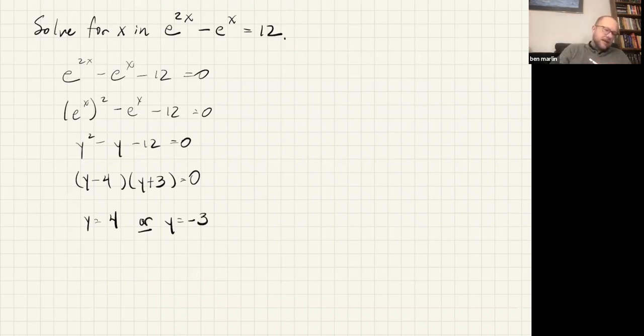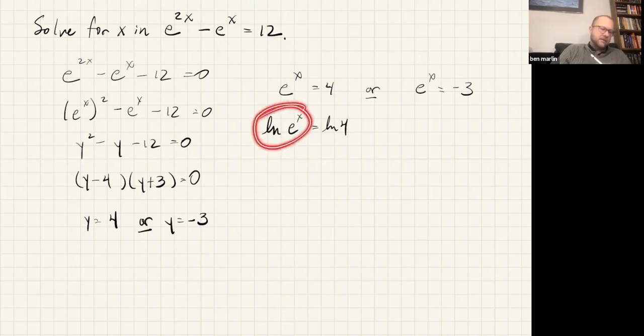And then substituting back in, you say, I've got e to the x equals 4, or I've got e to the x equals minus 3. If you've got e to the x equals 4, in fact, anytime you've got an exponential on one side and just a number on the other, you can take a log with that base on both sides. And because those two functions are inverses right there, they'll cancel out, and you have just x equals log 4, and you get a solution.